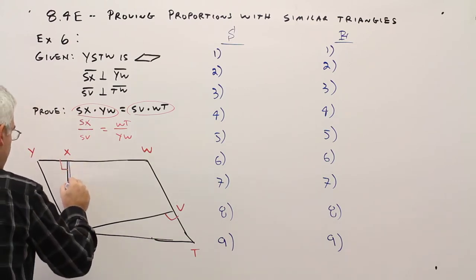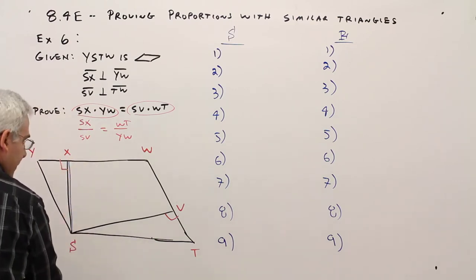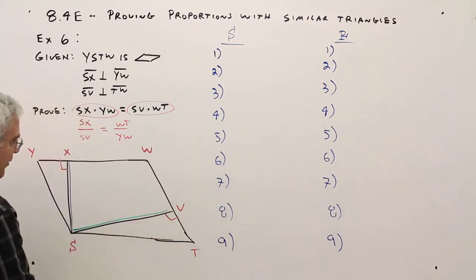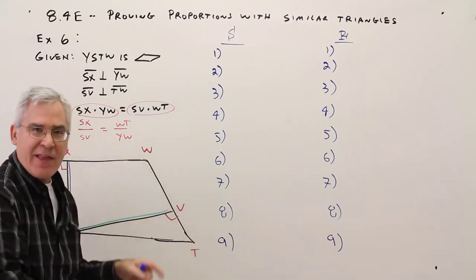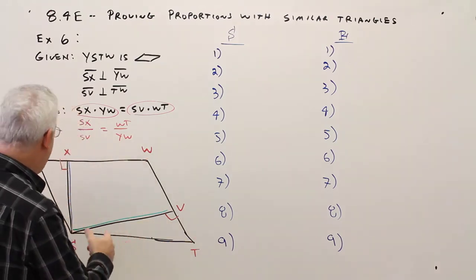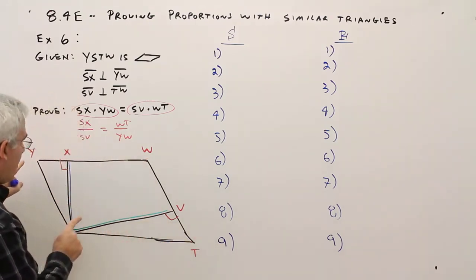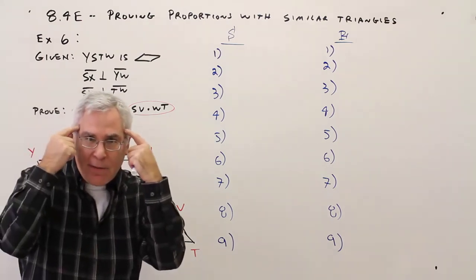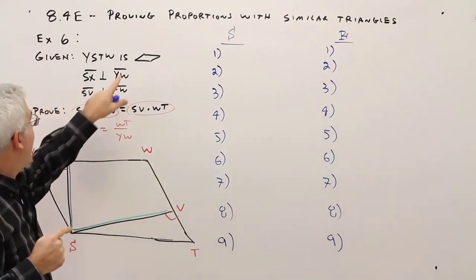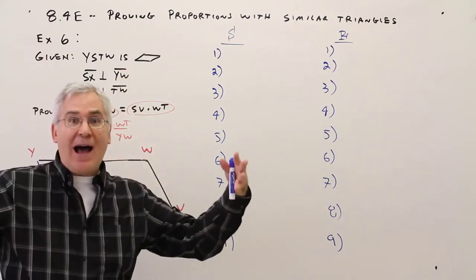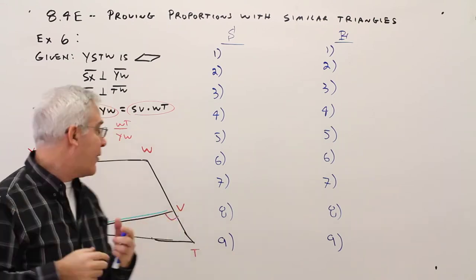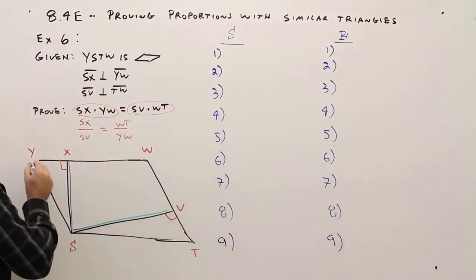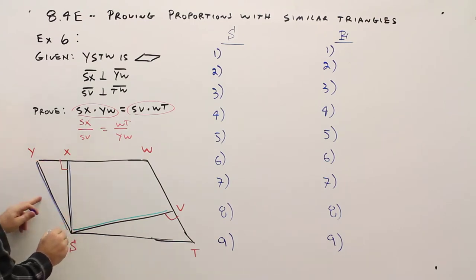SX is here. SV is here. But then WT is way over here. That's not part of a triangle. And YW is right up there. That's not part of a triangle. But this is where you gotta think a little bit. Oh, they said we're a parallelogram, so opposite sides of a parallelogram are congruent. So when they really said WT over here, that's the exact same as YS.